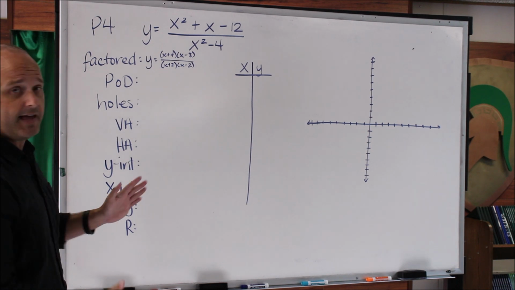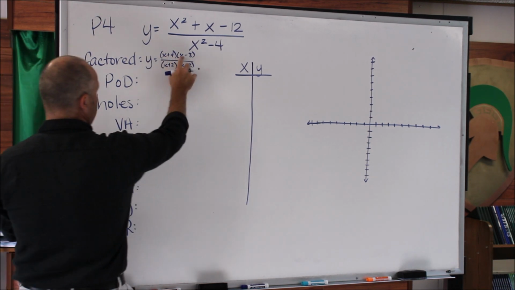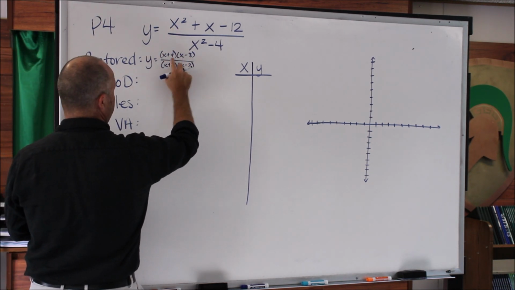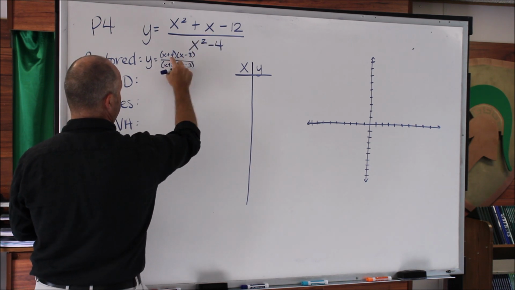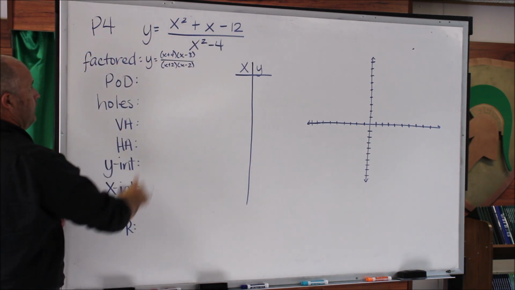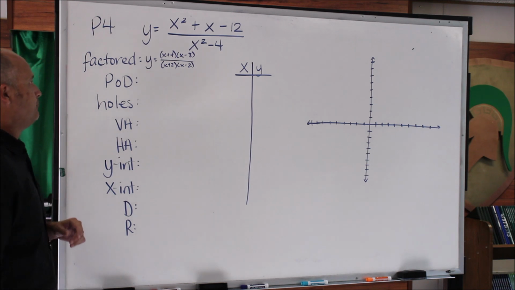All right, let's check that, just to make sure we've done it correctly. X times x is x squared. Negative 3x plus 4x gives you x. 4 times negative 3 is negative 12. The difference of squares, we got that.